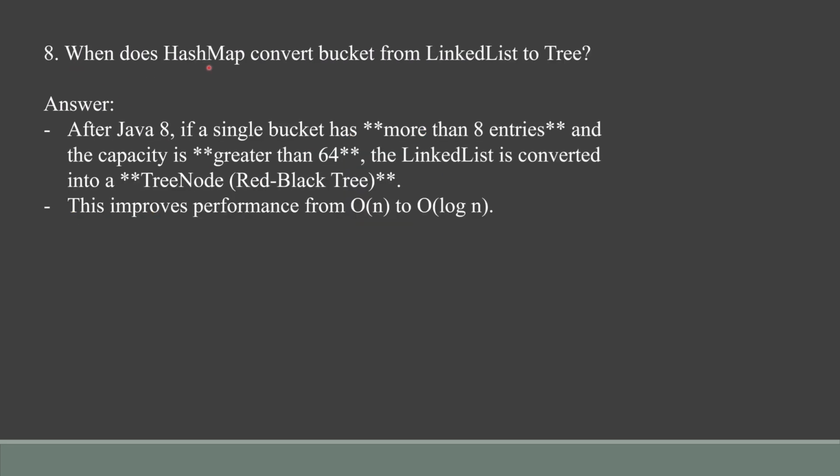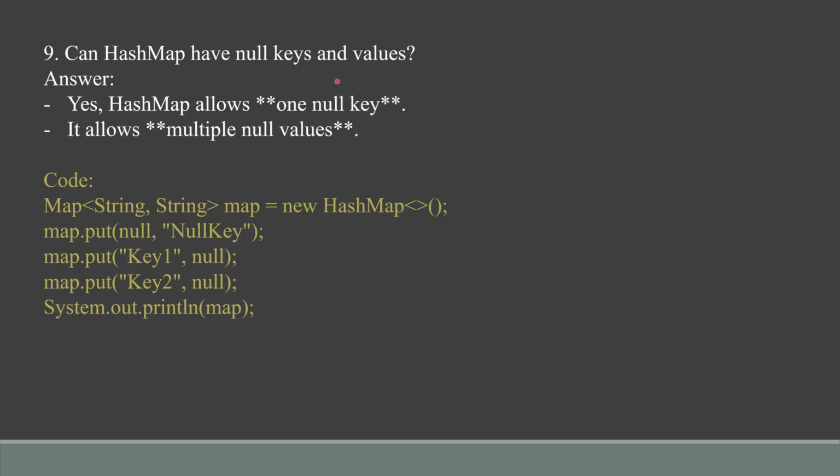Next question. When does HashMap convert a bucket from linked list to tree? This is a smart optimization added in Java 8. When a bucket becomes too full, more than 8 entries, and the map is large enough, Java internally uses a balanced tree instead of a linked list. This avoids performance degradation in case of too many collisions. Next question. Can HashMap have null keys or values? Yes, HashMap allows one null key and it allows multiple null values.